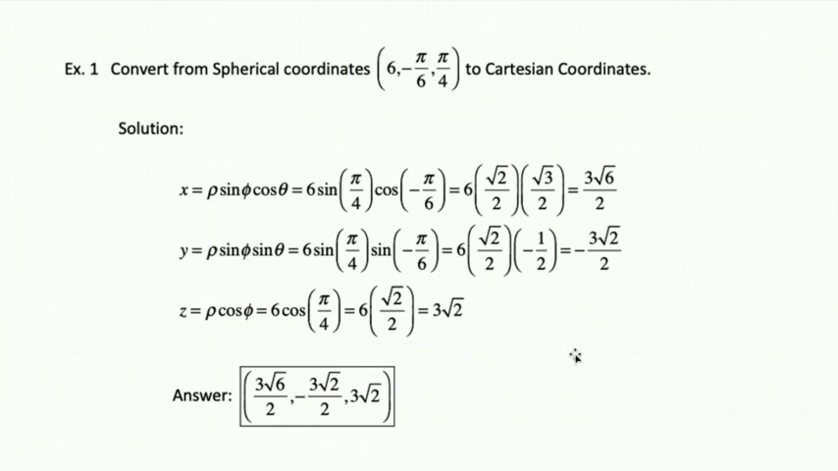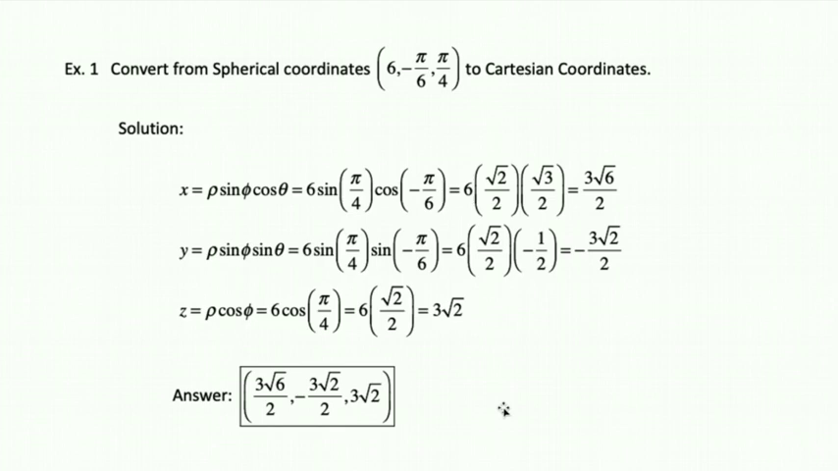Finally, z would be rho cosine phi. So that would be 6 times the cosine of pi over 4. So that would be 3 times the square root of 2. So our final answer, x, y, z, would be 3 square root of 6 over 2, negative 3 square root of 2 over 2, comma, 3 square root of 2.